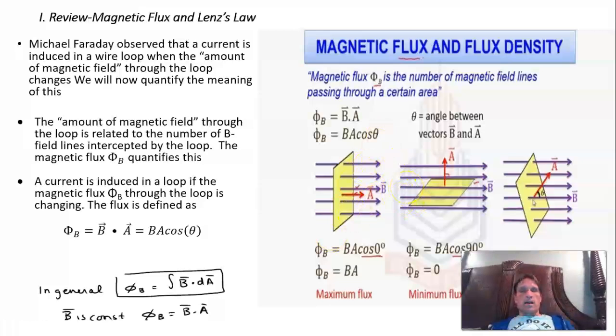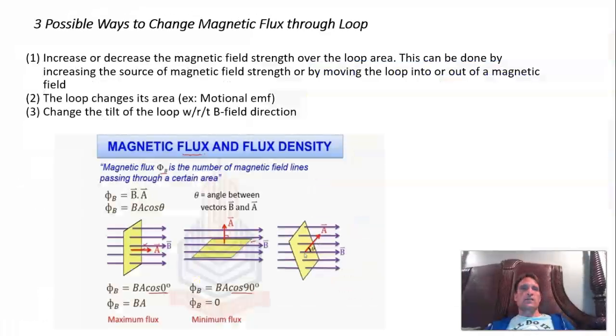If you have a constant field, it's B dot A. If you have a magnetic field which varies over the loop, then you have to integrate that, and it becomes the integral of B dot dA. This is all a review from the last lecture.